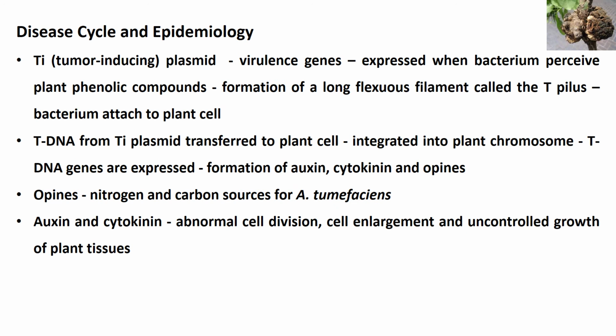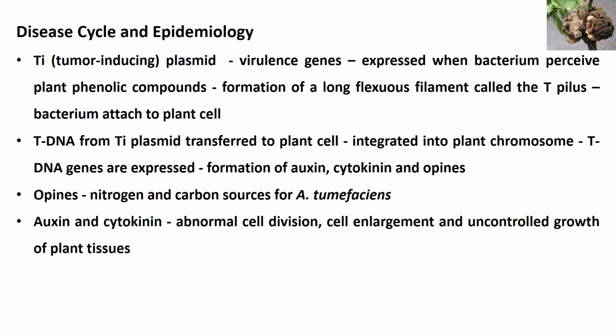Agrobacterium tumefaciens has a typical plasmid, the Ti plasmid, which is the tumor-inducing plasmid. It has several virulence genes, and these virulence genes get expressed when the bacterium perceives plant phenolic compounds released through the wounds. There will be formation of a long flexuous filament in the bacterium, known as the T pilus. Using this T pilus, the bacteria get attached to the plant cells.